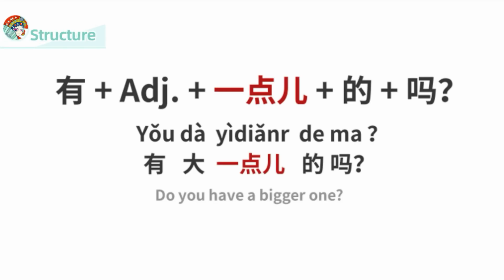Today we will learn the structure, adjective plus 一点. Its sentence structure is 有 plus adjective plus 一点 plus 的 plus 吗. The structure adjective plus 一点 is used in a sentence implying a comparative meaning. It indicates a slight difference in degree. Also, it can be omitted.